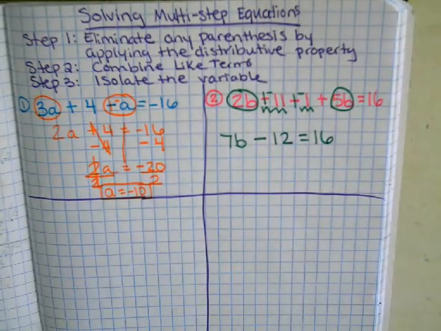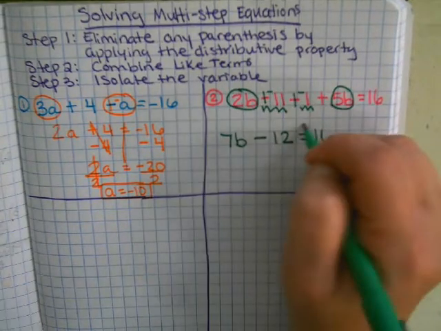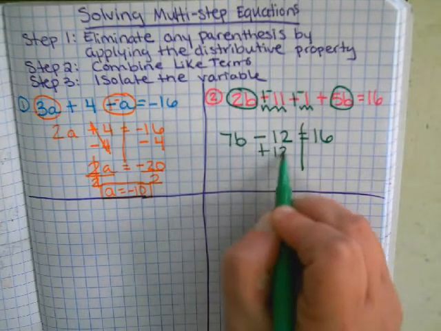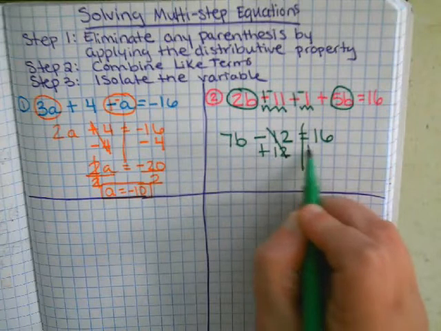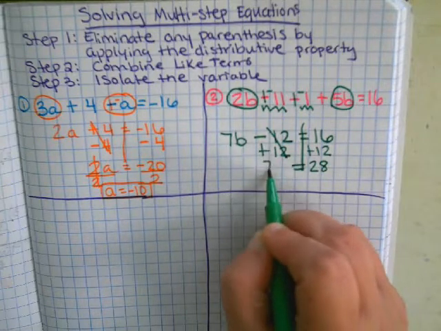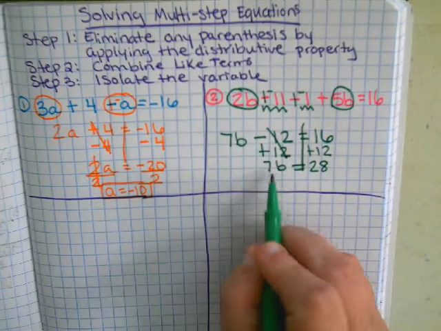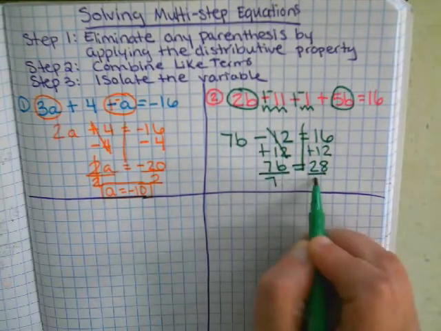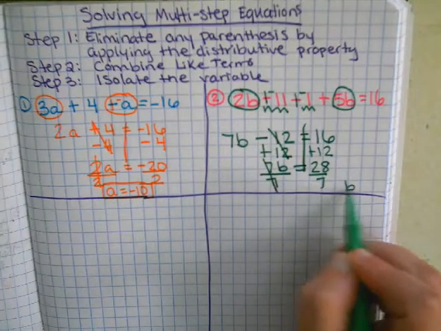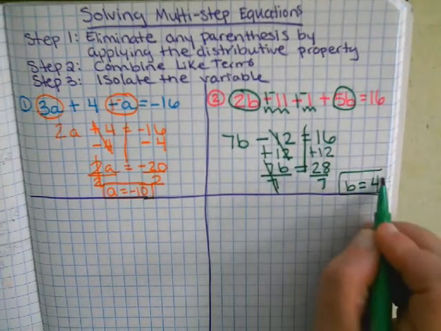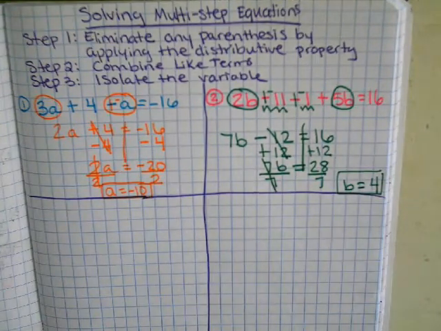Now I have a 2-step equation. I draw my line. I have a minus 12. To get rid of a minus 12, I do the opposite, which is add 12. But if I do it to one side, I have to do it to the other. And I get 28 on this side and just 7b over here. A number and a letter touching means multiplication. To undo multiplication, we divide. 7 divided by 7 is 1b. And 28 divided by 7 is 4 for our final answer. Let's try one more together.